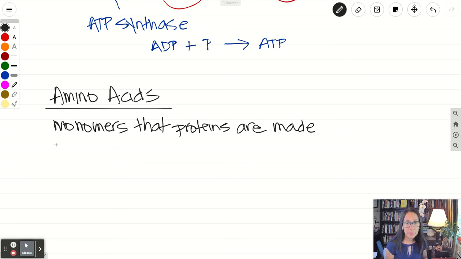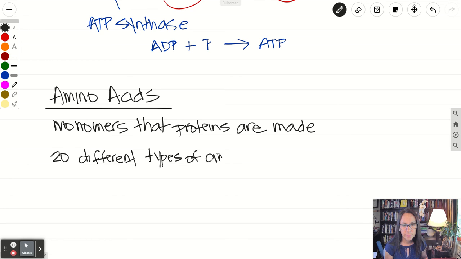There are 20 different types of amino acids. Your body can make some of them, but not all of them. So monomers are amino acids. That's what proteins are made of. There are 20 different kinds. And like I said, your body can make some of them, but your body can't make all of them. So this is why you have to eat protein, because you have to get those amino acids that you cannot make on your own through food. Those are called essential amino acids, which is why you have to eat protein or you die.